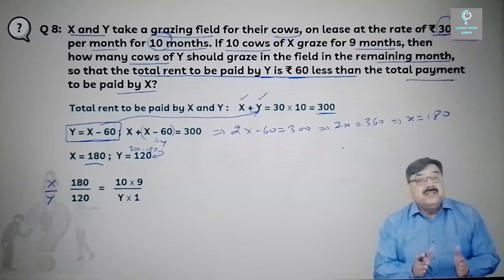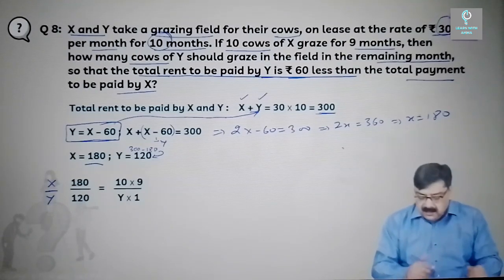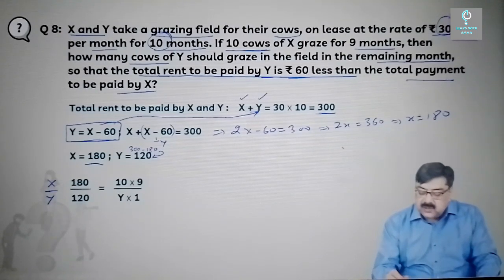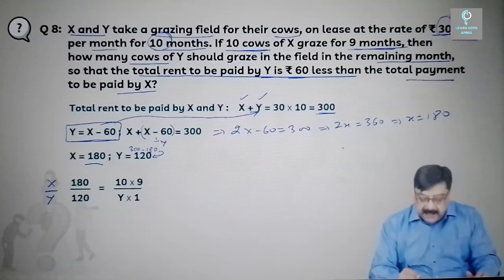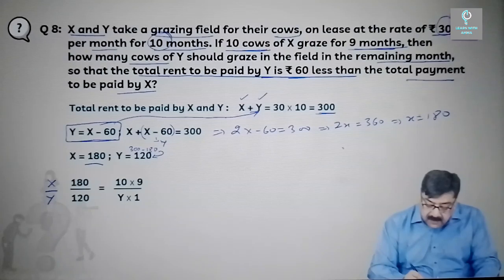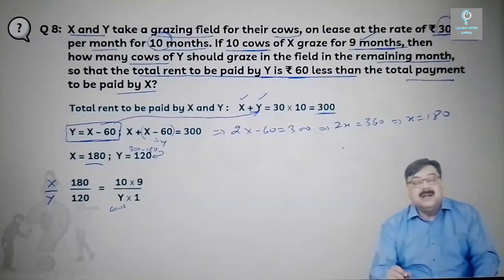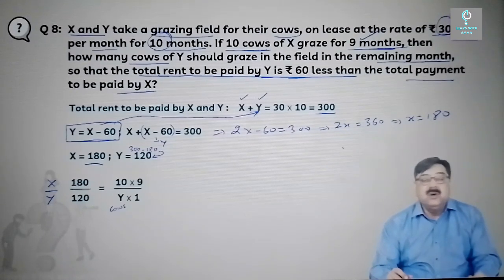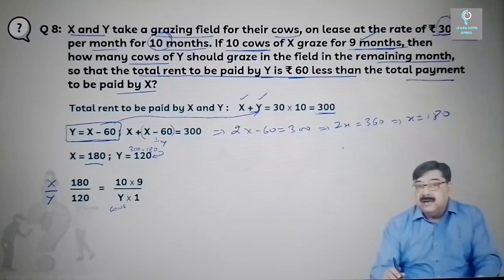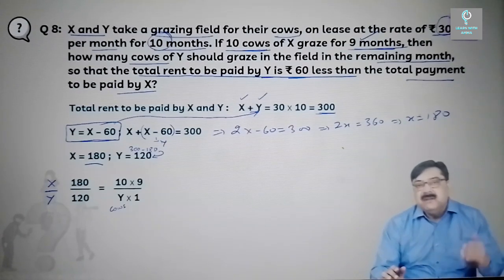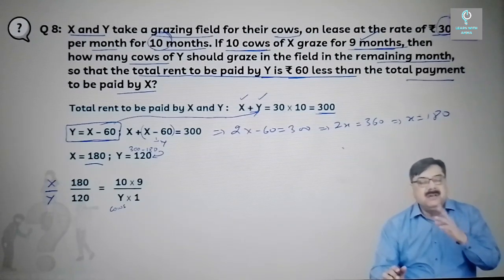Now the ratio in which their cattle graze in the field: for X, 10 cows graze for 9 months. So 10 into 9 is his utility. Now Y number of cows into 1 month, because for 9 months the cows of X had grazed the field. Now only 1 month is left because they had taken this field on rent or on lease for 10 months. 9 months utilized by X, so 1 month remains for Y.